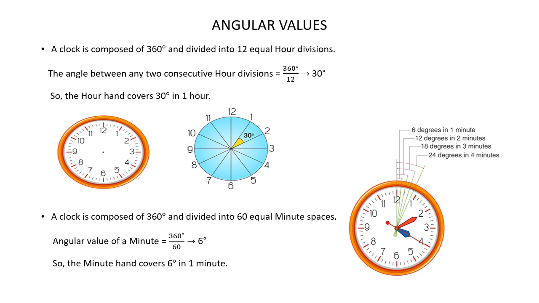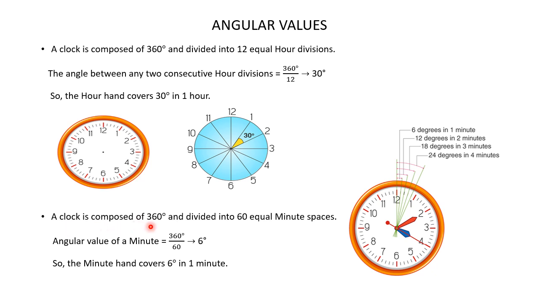Now supposing the hour hand is at 1. In 1 hour, the hour hand moves from 1 to 2. So during this 1 hour, the hour hand covers 30 degrees. So the angle between two consecutive hour divisions is 30 degrees. So the hour hand covers 30 degrees in 1 hour.